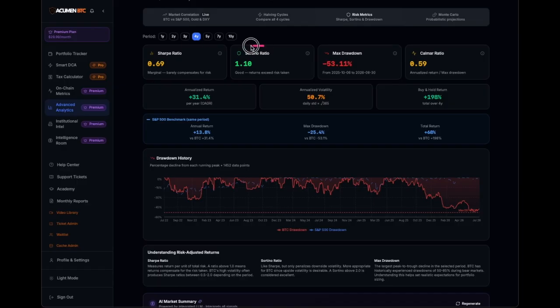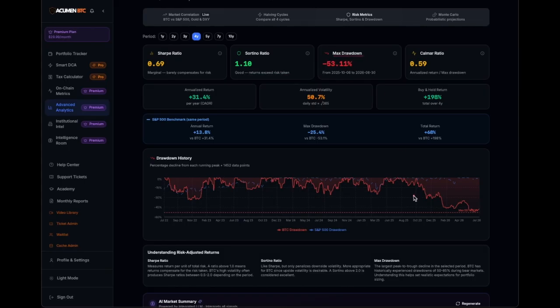The Sortino ratio is the smarter version of Sharpe. Here's the difference. Sharpe penalizes all volatility, up and down. Sortino only penalizes downside volatility, the bad kind. For an asset like Bitcoin, that distinction matters. Right now, the Sortino is 1.1, rated good. Returns are exceeding the downside risk taken. That's a healthier signal than the Sharpe alone suggests.